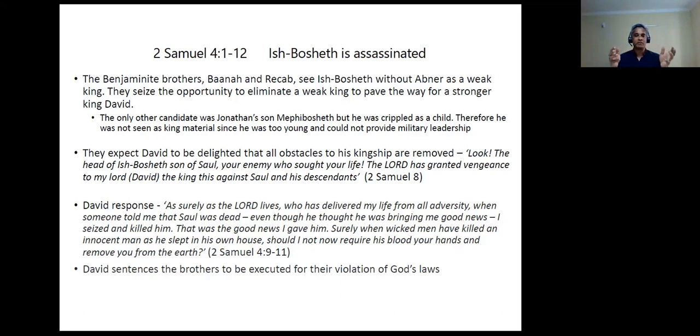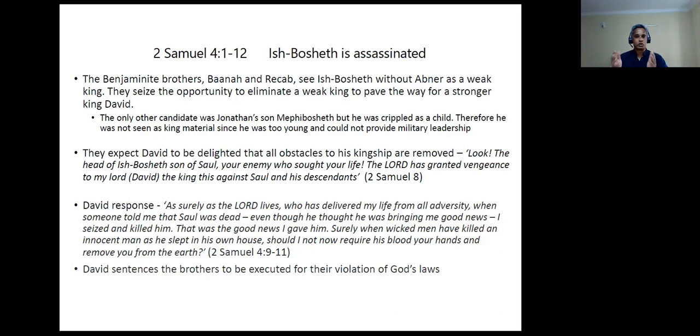Okay, but David's response surprises them. For us, we shouldn't be surprised because we know how David responds to people who touch the Lord's anointed, Saul, or even Saul's family. And David responds back to them saying, haven't you learned your lesson? Haven't you heard what I did to the Amalekite, who similarly claimed that he killed Saul?